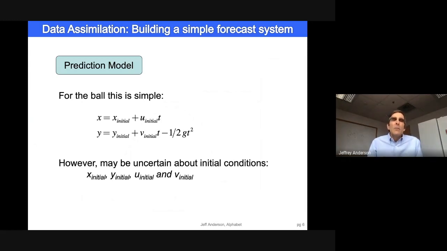So one of the problems here, however, is a prediction model is not enough to help us catch the ball if we are uncertain about where the ball is right now. So when I threw that ball at you, you might not have been paying attention. And so the initial positions, x initial and y initial, when I released the ball from my hand, and the initial velocities of the ball, the u is the horizontal velocity and the v is the vertical velocity in the equations up here. So those things might be not accurately known.